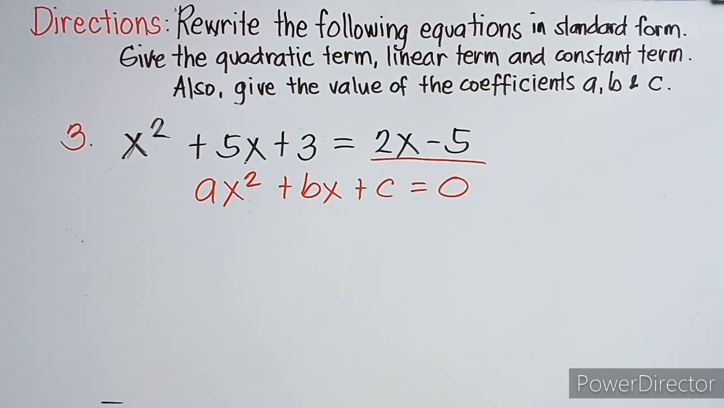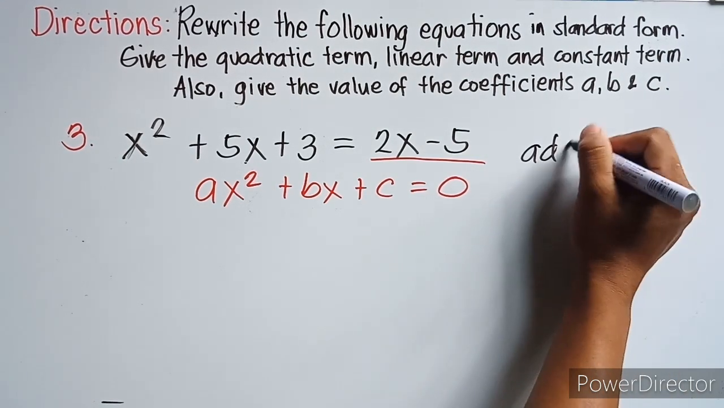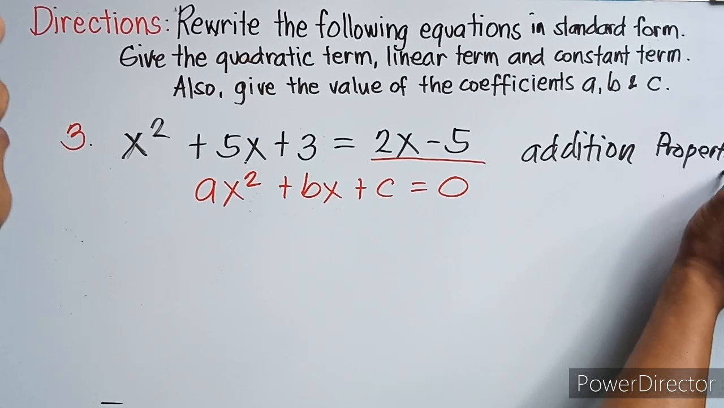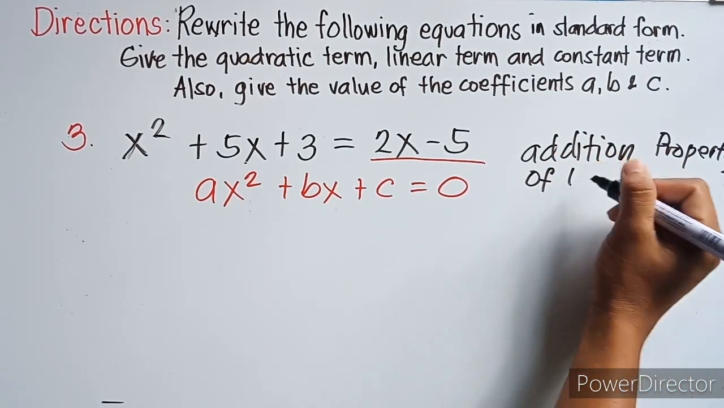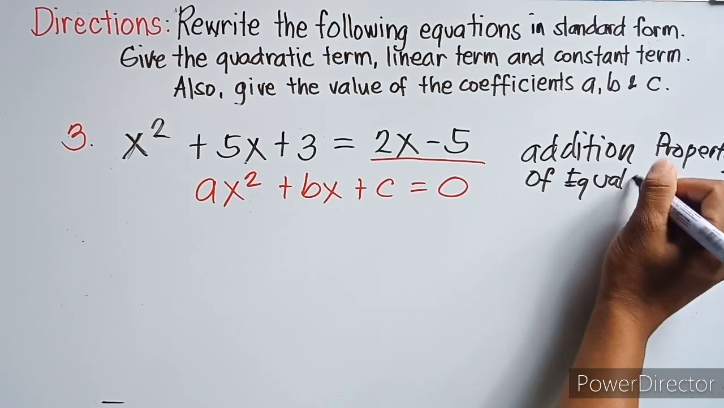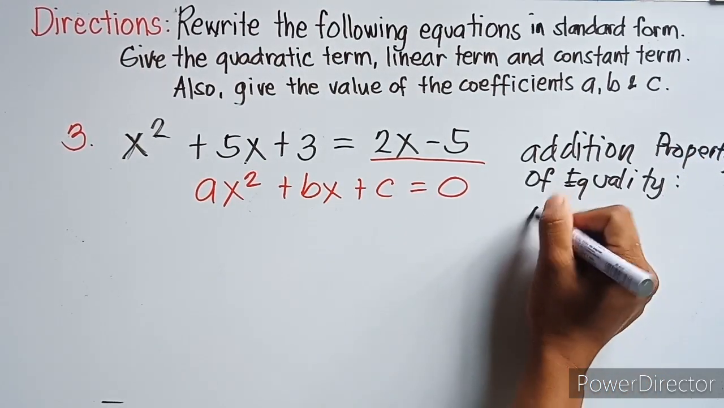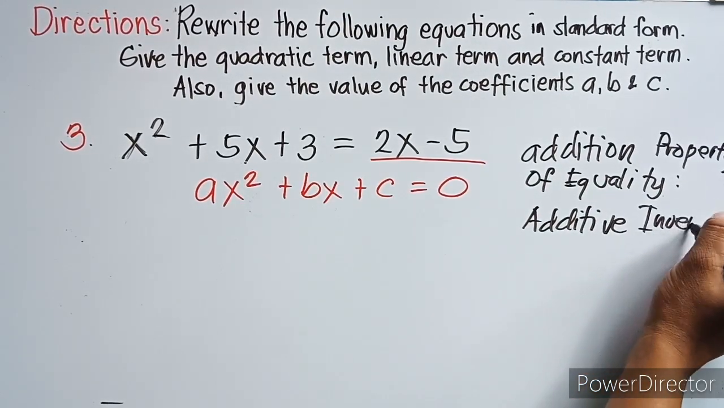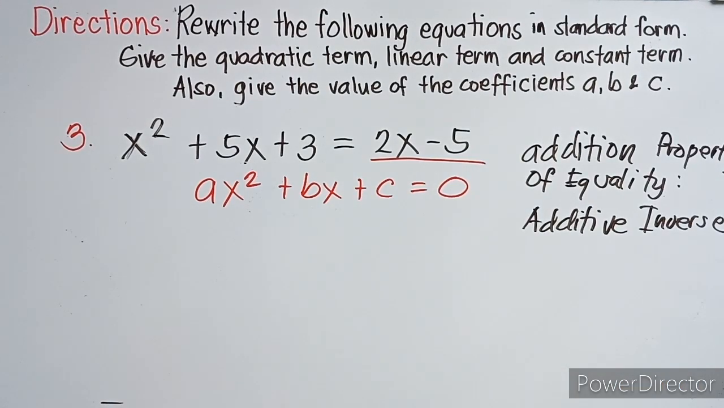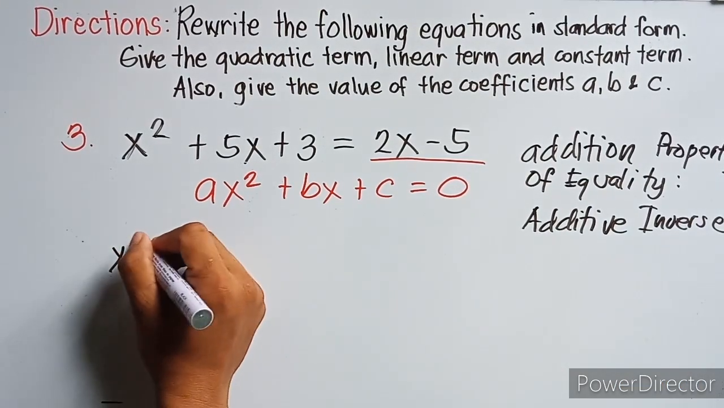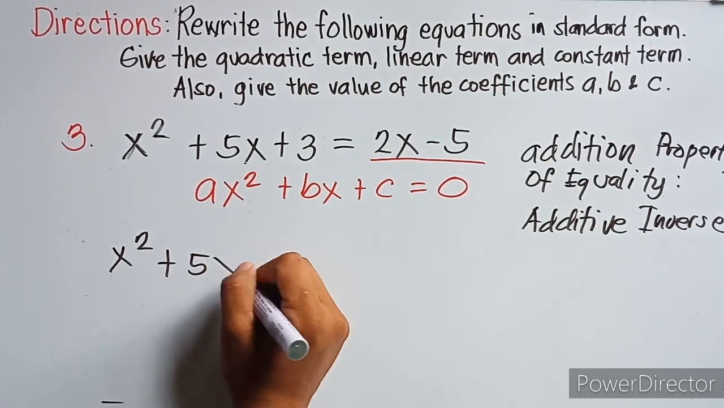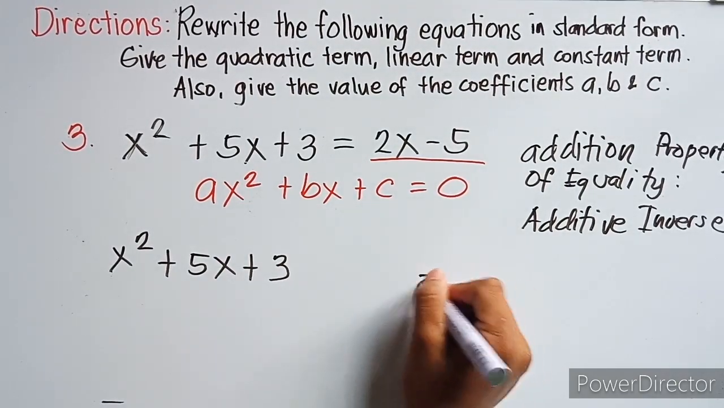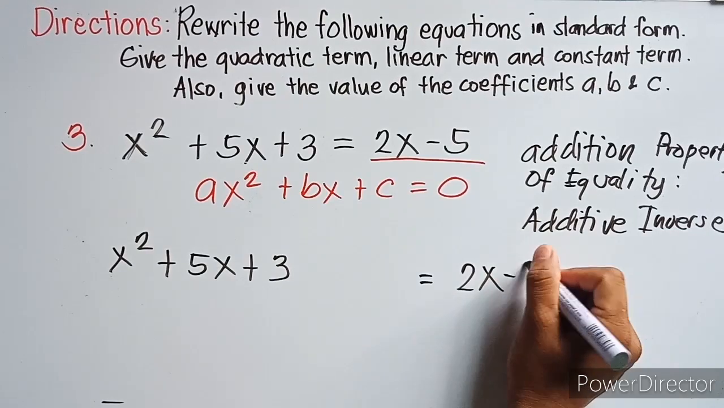So, ang ating concept na gagamitin dito ay addition property of equality at saka yung kanyang additive inverse. Okay, so paano yun ginagawa? So isusulat muna ulit natin yung nasa left side, which is x squared plus 5x plus 3. So maglalagay ako ng space dito equals 2x minus 5.